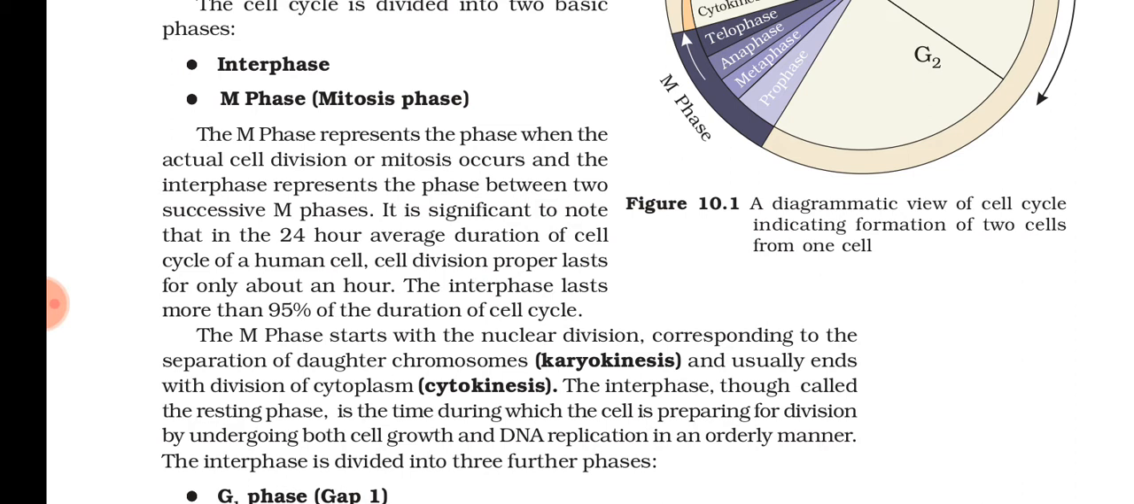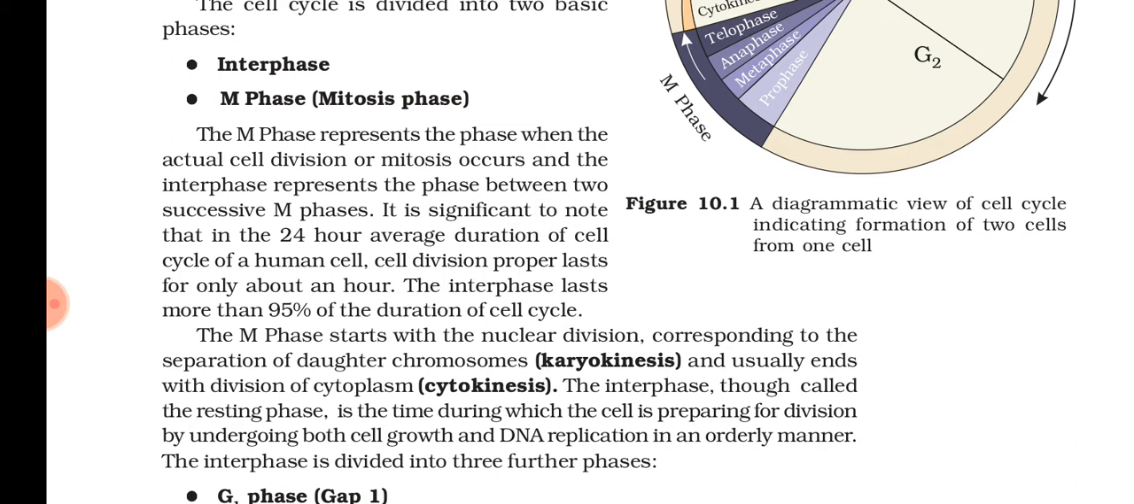And during the M phase, the actual cell division or mitosis takes place. Understood? So the cell cycle can be divided into two phases. What are they? Interphase and M phase. Interphase is also known as the resting phase. Why? Because the distribution is not taking place at that time, only the synthesis.